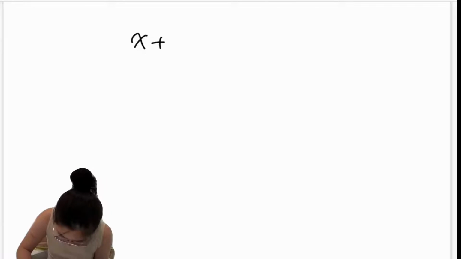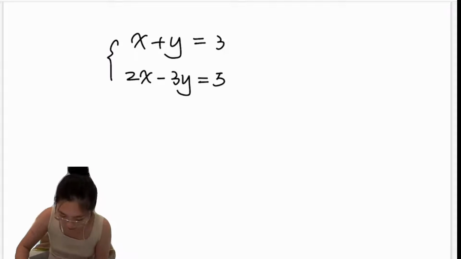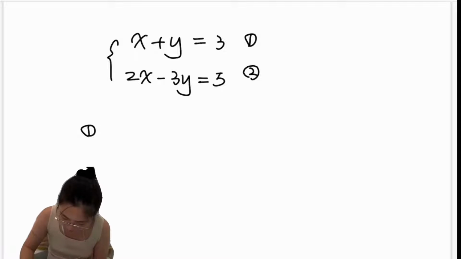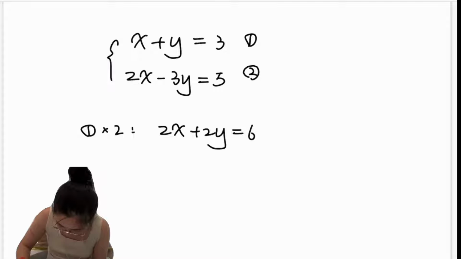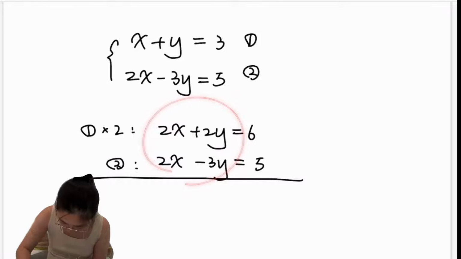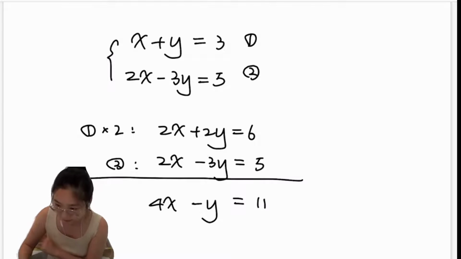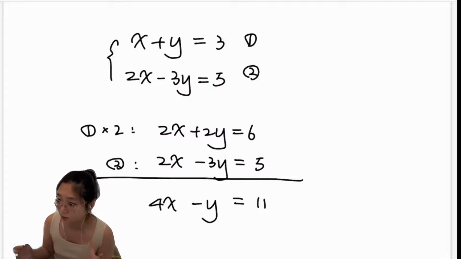Let's say for math, you have x plus y is equal to 3, and 2x minus 3y is equal to 5. You have the system of equations. Then you can actually add up equation 1 and 2. For example, equation 1 multiplied by 2, then it's 2x plus 2y is equal to 6. And then you can add it up with equation 2. How you do it is you just add up both sides. You add up the left side and you get 4x minus y, and you add up the right side, 11. That's exactly the same as what we do in chemistry.